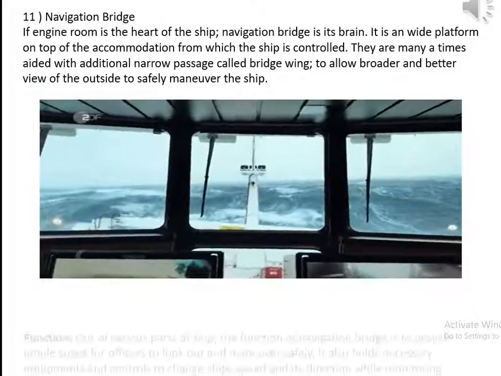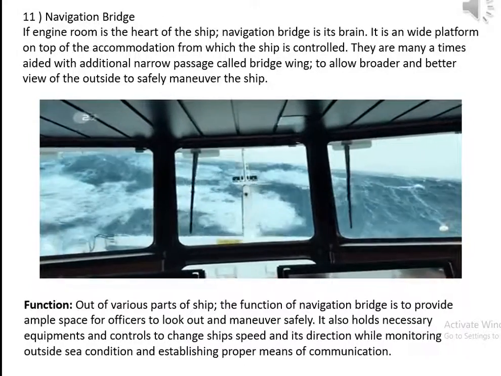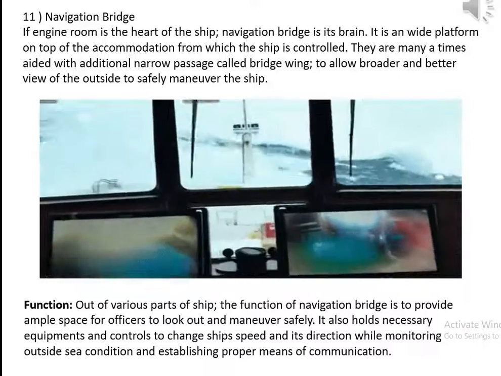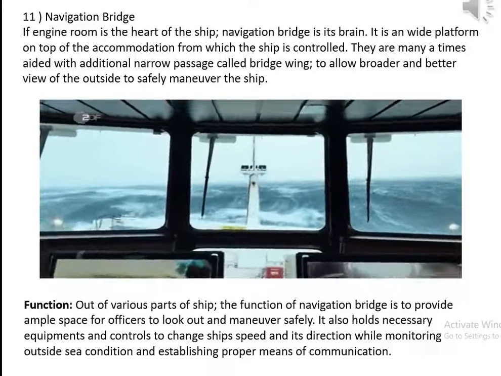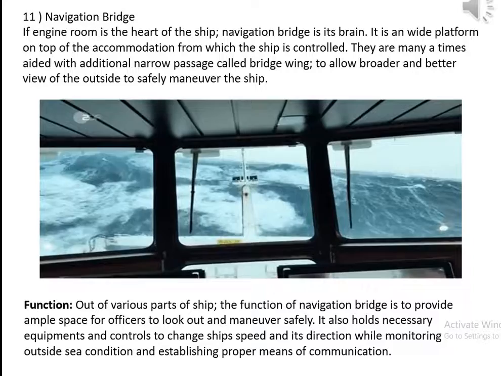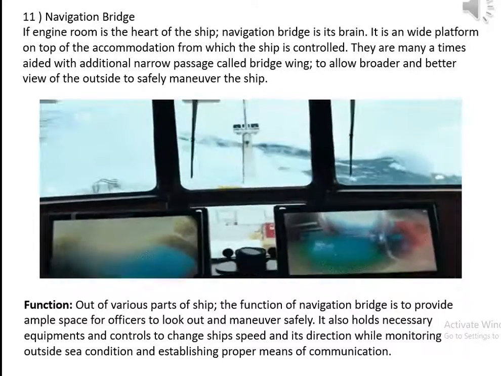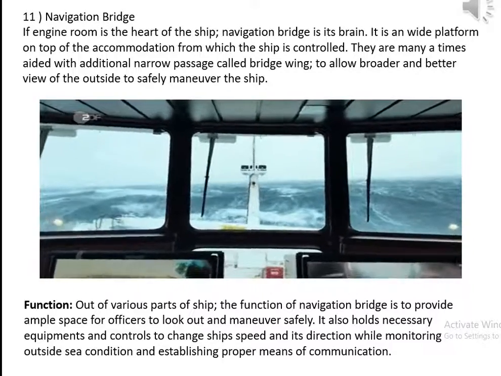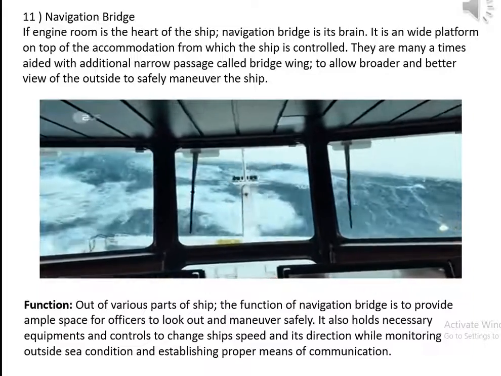Function. Out of various parts of a ship, the function of the navigation bridge is to provide ample space for officers to look out and maneuver safely. It also holds necessary equipment and controls to change the ship's speed and its direction while monitoring outside sea conditions and establishing proper means of communication.